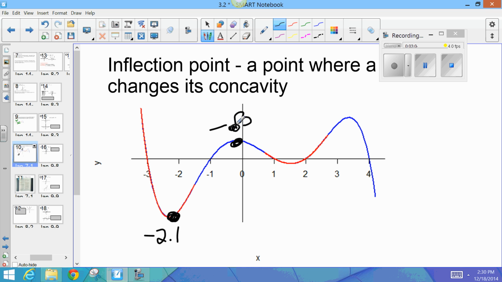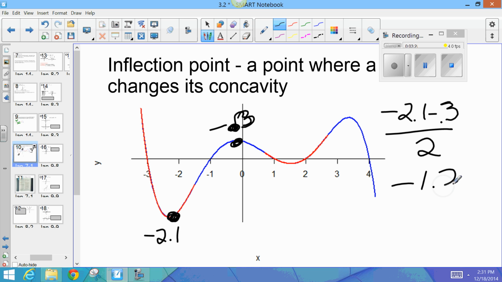And then just average them together. Negative 2.1 minus 0.3 divided by 2. Let me just do that on the calculator. That would be negative 1.2. So we would say that the inflection point was about there.